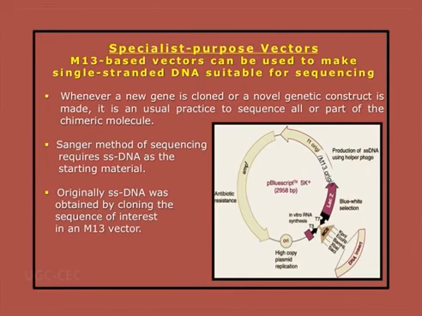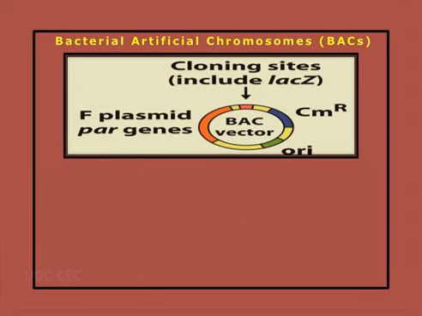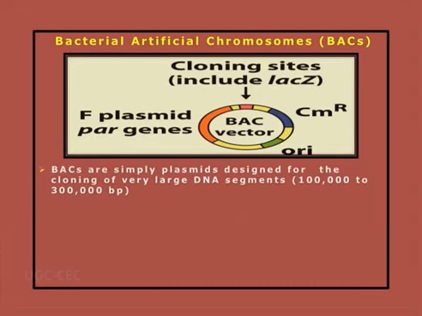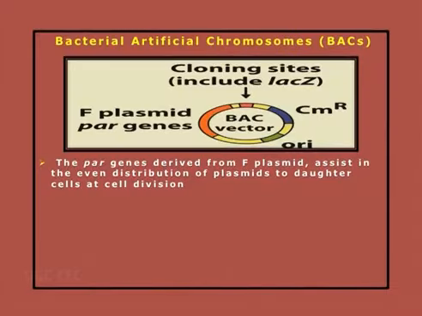Now, if we want to clone even larger fragments, then we go for bacterial artificial chromosomes. What are BACs? They can clone very large DNA fragments. BACs are used for making genomic libraries. It includes a replication origin that maintains the plasmid at 1 or 2 copies per cell, unlike other cloning vehicles which exist in multiple copies. But it has a tremendous cloning capacity, and the par genes derived from the F plasmid assist in the even distribution of the plasmids to the daughter cells.